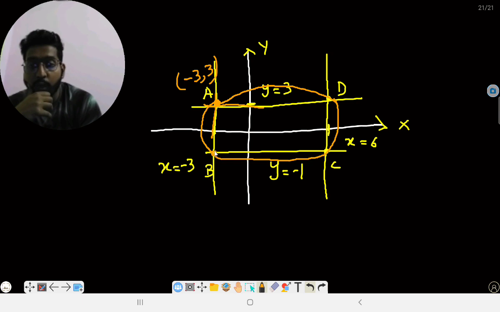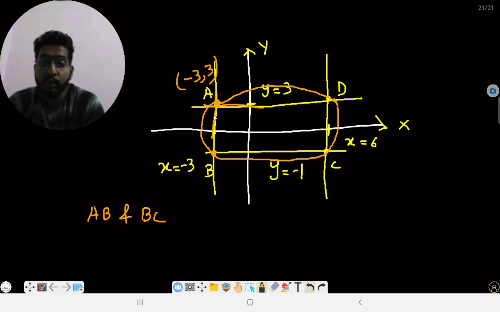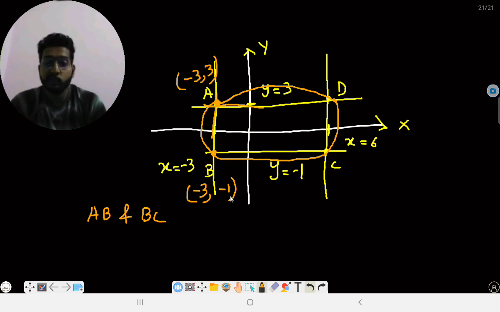Now what is the coordinate of B? B is the intersection of AB and BC. The equation of AB is x equals minus 3, and the equation of BC is y equals minus 1. That means the coordinate of B is minus 3 comma minus 1.